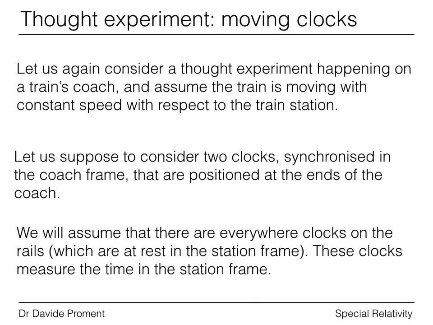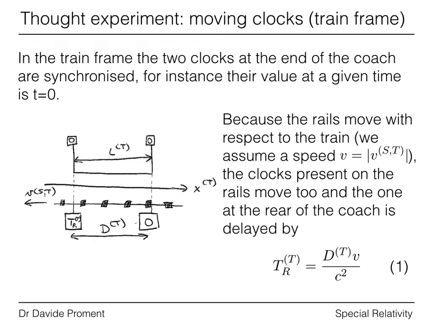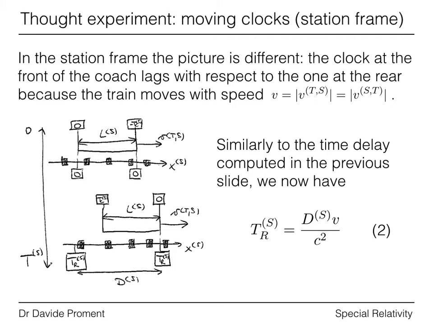As in the previous lectures, we made use of two frames, the train frame and the station frame, one moving with respect to the other. We first calculated how two clocks at rest in the station frame measured the time delay between two simultaneous events in the train frame. Then we consider the same experiment observed in the station frame.